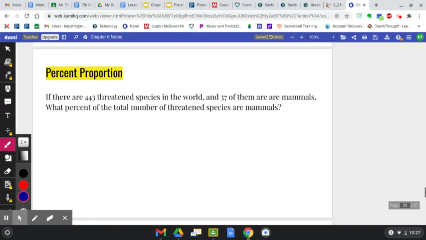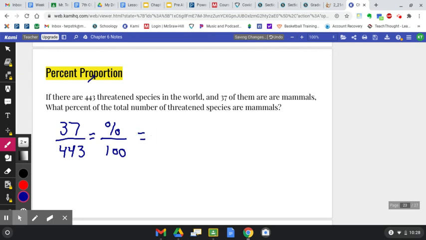Now, using that in a word problem, it says if there are 443 threatened species in the world and 37 of them are mammals, what percentage of the total number of threatened species are mammals? So we have 37 out of 443. Again, you can just use what we learned in 6.4, or you can use the percent proportion, where we're looking for this percentage out of 100.